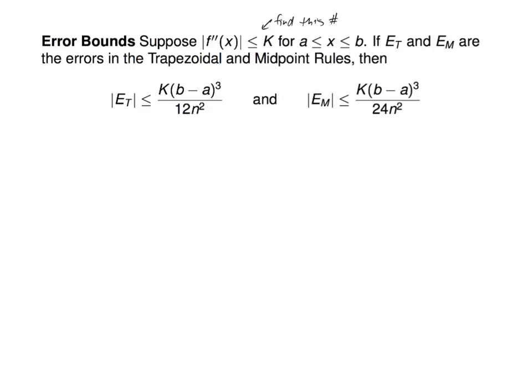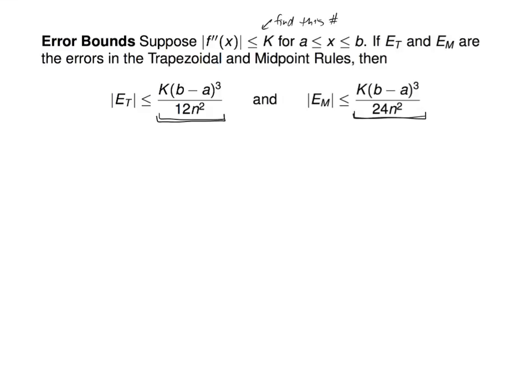And then if E sub t and E sub m are the errors in these trapezoid and midpoint rules, the absolute value of the error in the trapezoid rule is less than this expression. And the absolute value of the error in the midpoint rule is less than this expression. Look how this denominator is twice as big as the other one, right? Which means that in general, the midpoint rule is twice as accurate as the trapezoid rule.